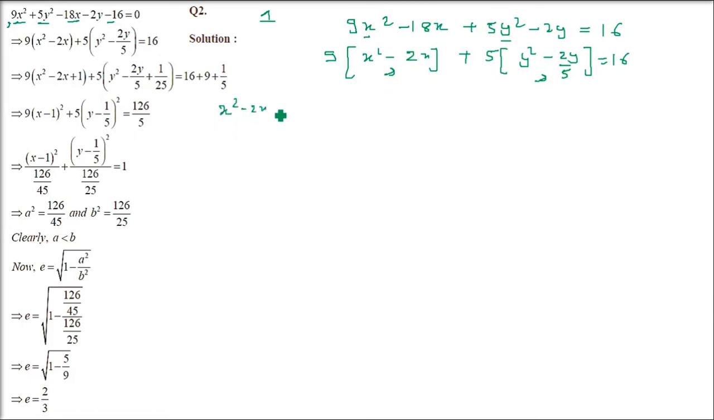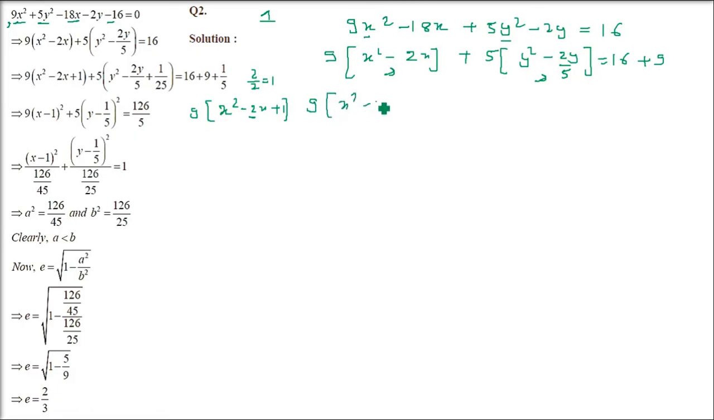So x square minus 2x. What we will do here is take the coefficient of x, 2, divide it by 2, that will be 1. Square that term, 1 square, that is 1. Add and subtract, because you are adding it by yourself, so you have to subtract also. But if I multiply it by 9 into 1, then you have to add 9 on the other side also, just to make them equal.